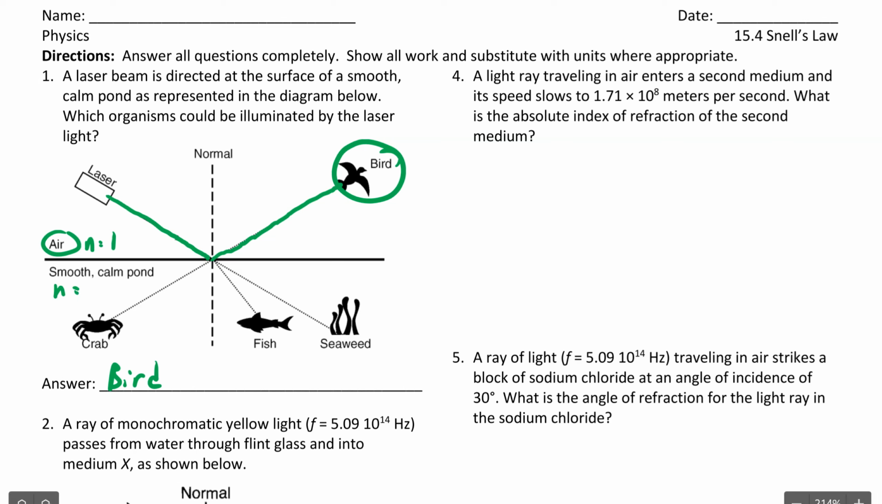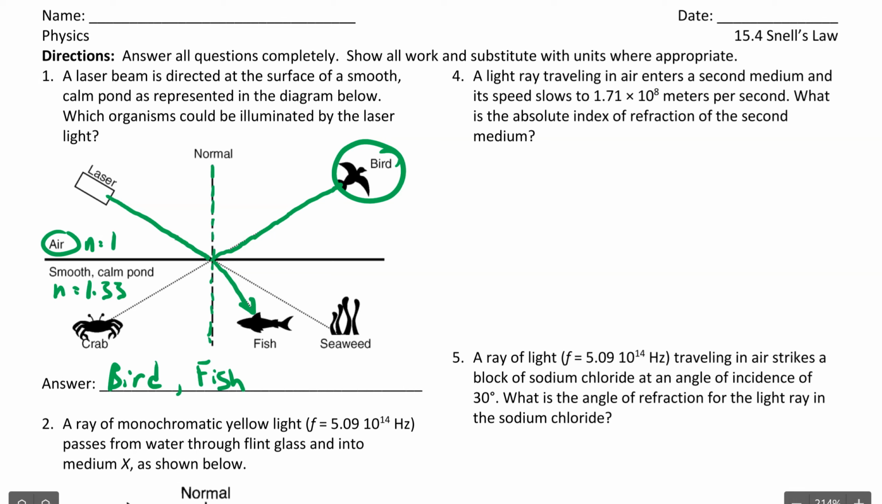Now, we're talking about air, which is N equal to 1, and a calm pond, we can assume it's a pond made of water. So it's going into a more optically dense medium. Well, it's not going to go straight through. We know it's not going to go straight through and hit the seaweed because the N's are different. If the N's were the same, then it would go straight through. Since the N is higher, it bends towards the normal and hits the fish. Bird, fish.